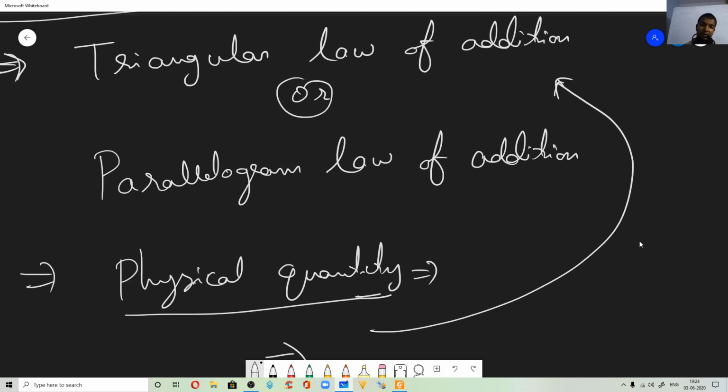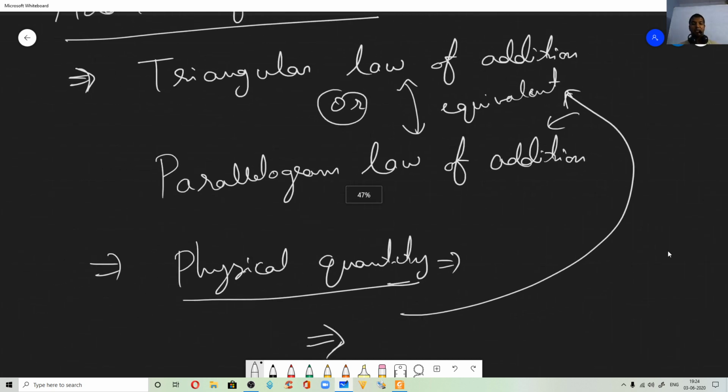Equivalently, if it obeys the triangular law of addition, it will definitely obey the parallelogram law of addition. So these two are equivalent. If you understand one, understanding the other is just one more simple step. So these two laws we'll call equivalent to each other.